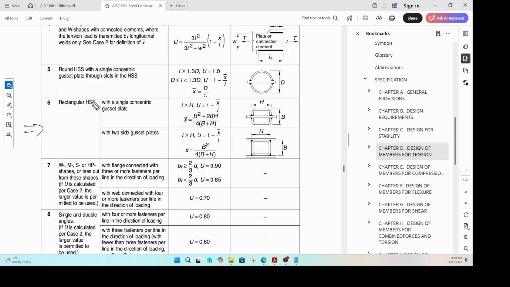Case 6, rectangular HSS with a single concentric gusset plate, as they call it, or with a two-sided gusset plate. So this is one gusset plate on one side, a gusset plate on the other side. Depending upon single concentric gusset plate or two-sided gusset plate, you have different formulas. The formulas are very straightforward. Again, the aim is to calculate U, correct? And U, unfortunately, is a function of: if your L is greater than H, U is from this. If your L is less than H, I don't know what would happen when L is less than H.